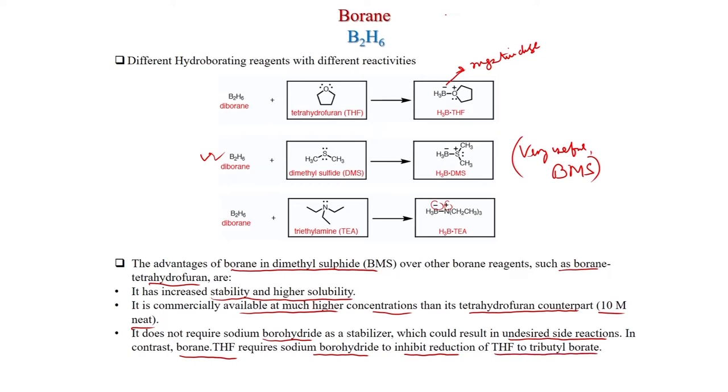So here NaBH4 is required, otherwise the THF ring also can be reduced. So sodium borohydride is used as a stabilizer. And in this case, the DMS case, it is not required. BMS is soluble in most aprotic solvents. So this is very useful, its solubility, stability, and you do not require sodium borohydride. So that makes the BMS a very popular reagent.